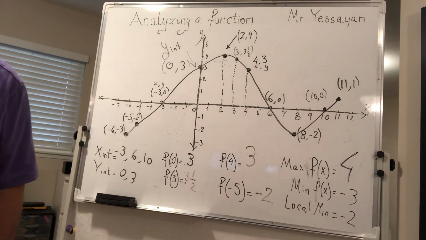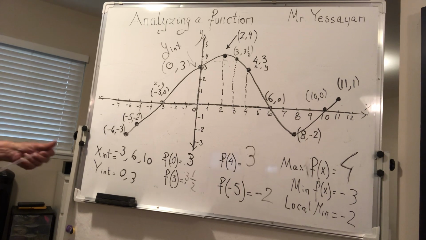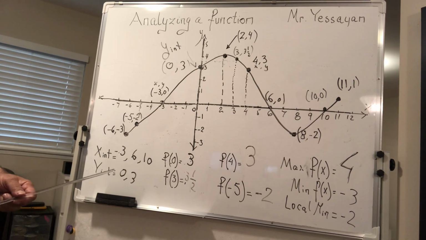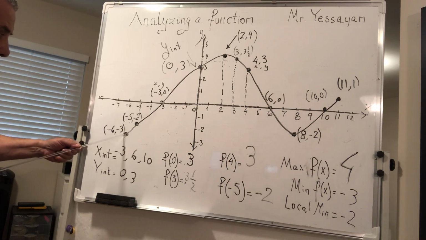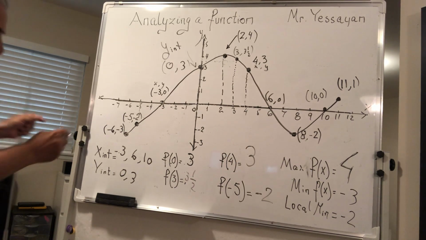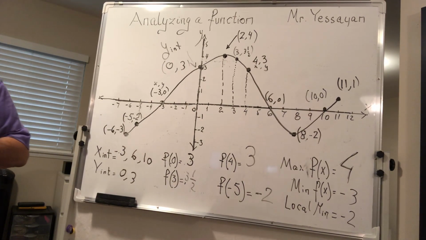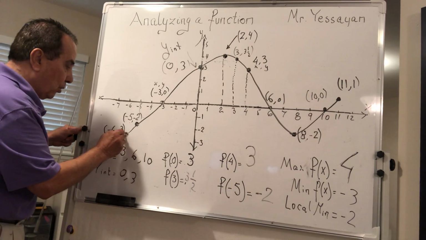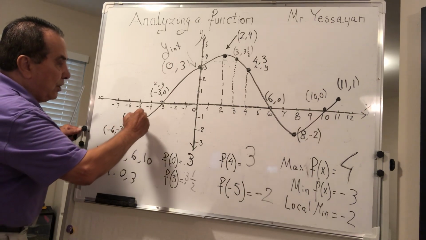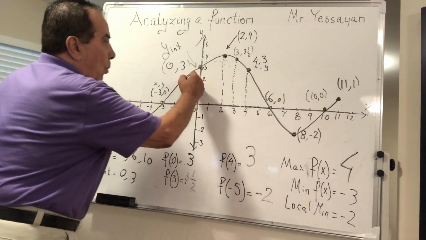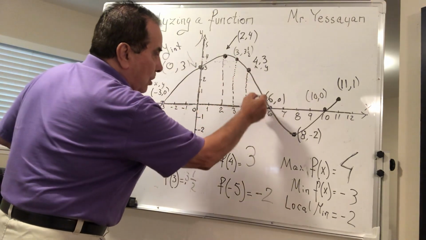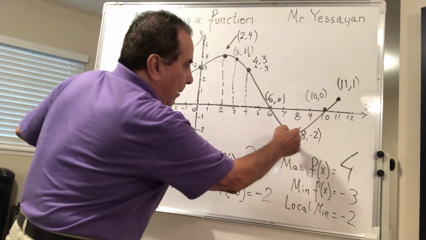So from where does the domain start for this graph? -6. It starts from -6 and it's a solid dot, which means it's included. So the domain starts from here. The domain starts from -6, then the function continues, goes on, up and down.